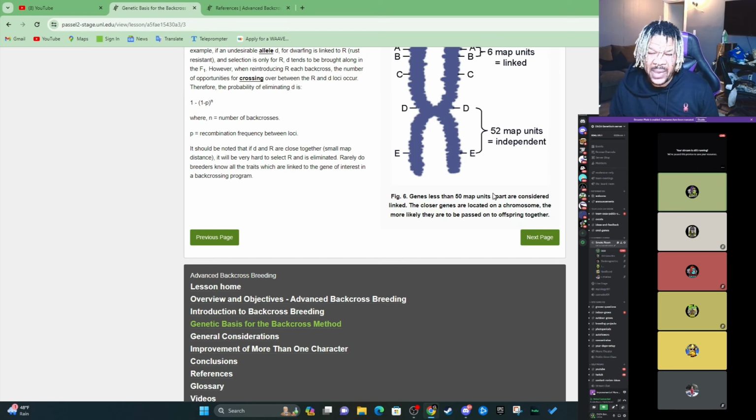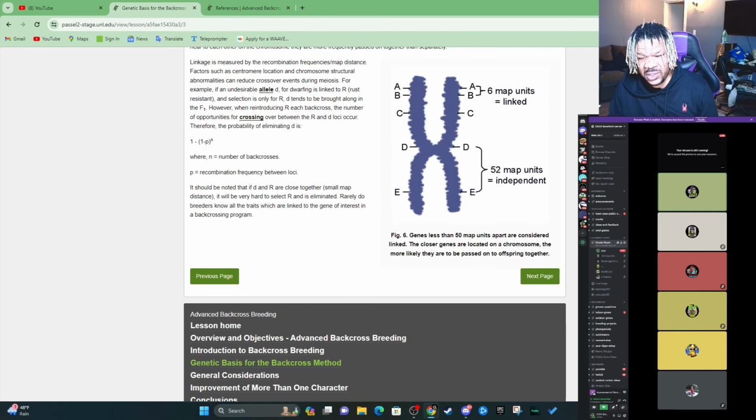Genes less than 50 map units apart are considered linked. The closer genes are located on the chromosome, the more likely they are to be passed on to offspring together.